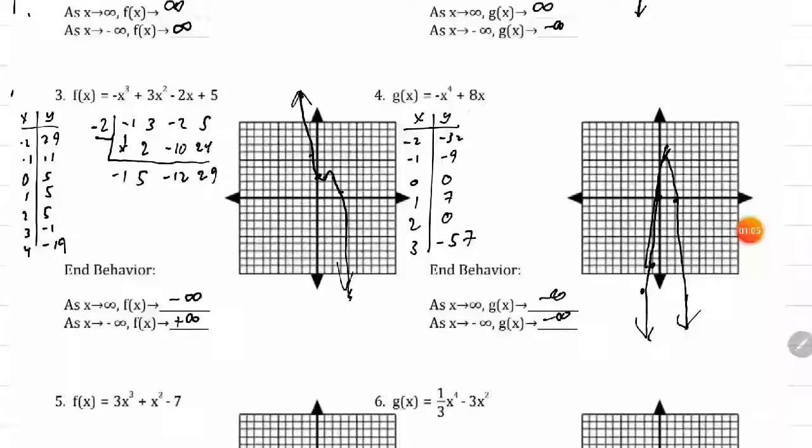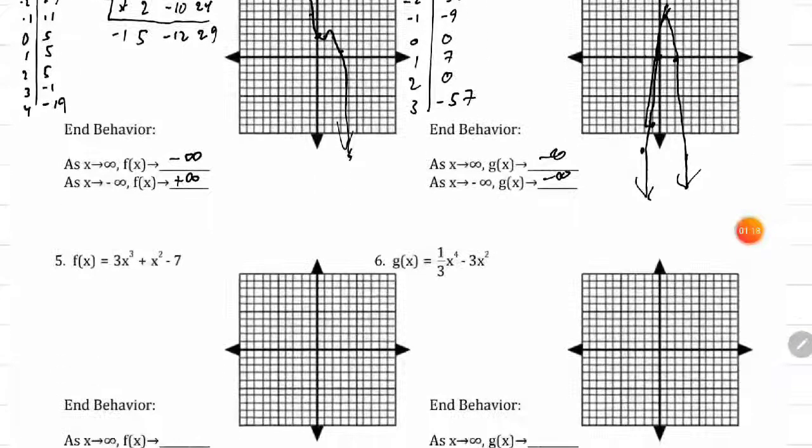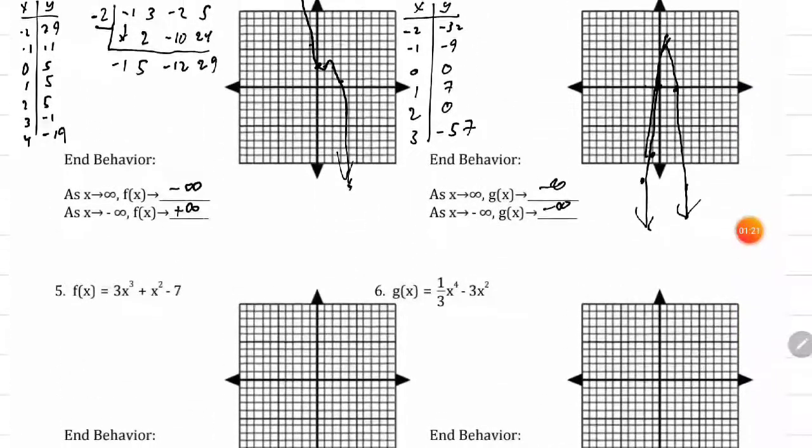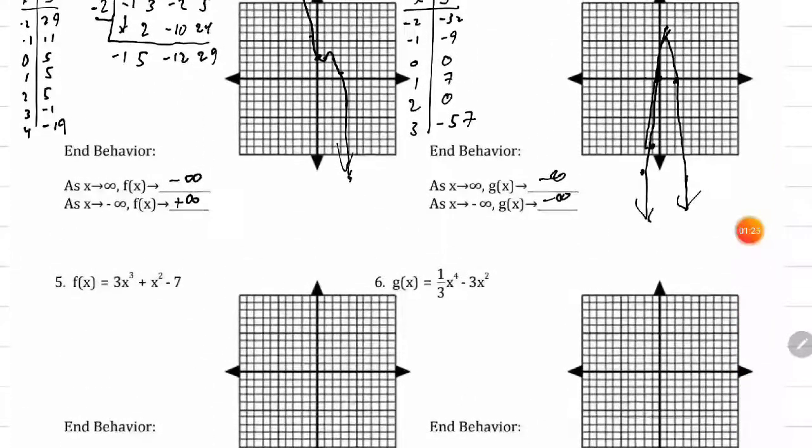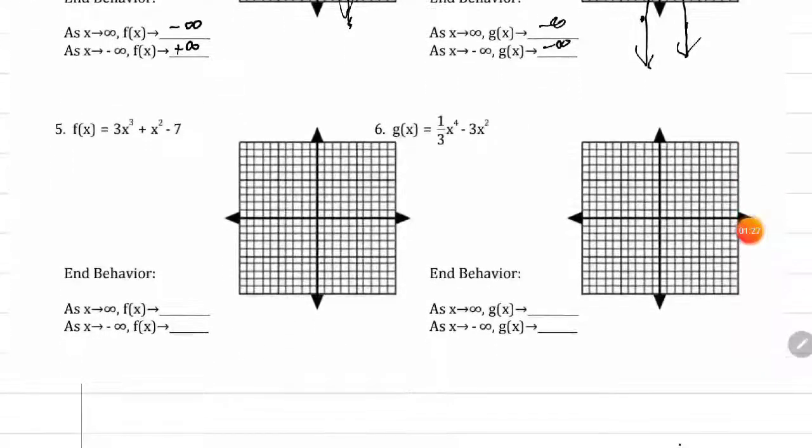So remember, negative leading coefficient, even degree means negative infinities. Alright, so I'm going to keep going on. Hopefully you copy that down. I'll just give you one more second. Alright, here we go. Next.